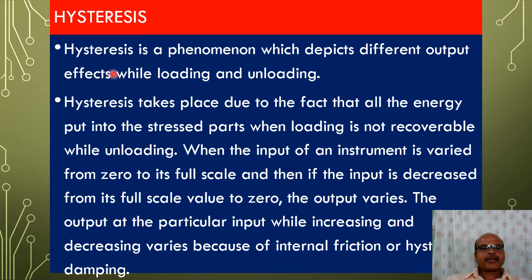And the next term is hysteresis. So what is hysteresis? Hysteresis is a phenomenon which depicts different output effects while loading and unloading. Hysteresis takes place due to the fact that all the energy put into the stressed parts when loading is not recoverable while unloading. When the input of an instrument is varied from 0 to its full scale, and then the input is decreased from its full scale value to 0, the output varies. The output at a particular input while increasing and decreasing varies because of internal friction or hysteresis.